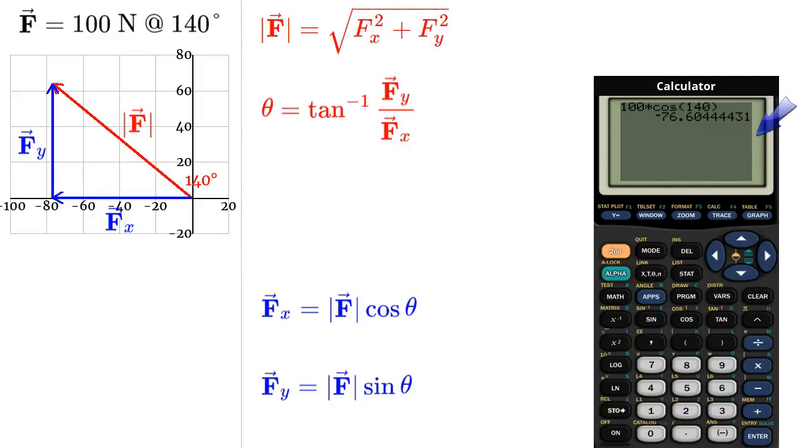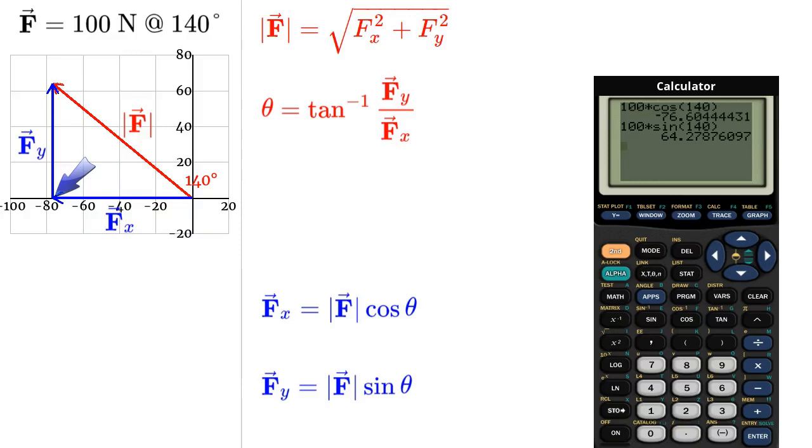So to calculate the x component, our equation says take the magnitude, which is 100, multiply by the cosine of the angle, which is 140. And if we do that, our calculator gives us negative 76.6. Our estimate, just by looking at the vector diagram, was somewhere around negative 75. So the calculated value is definitely going to be more accurate.